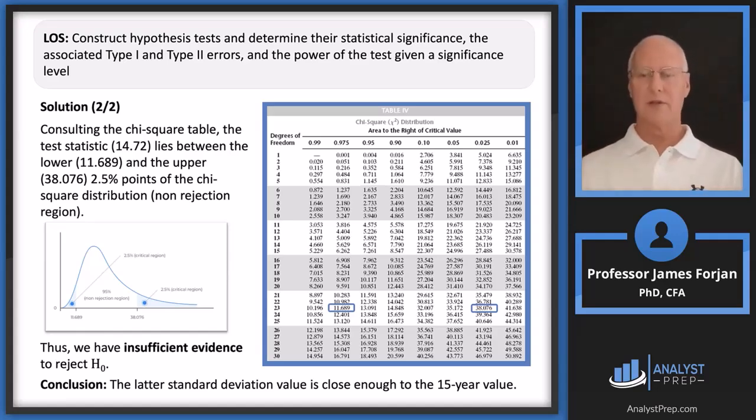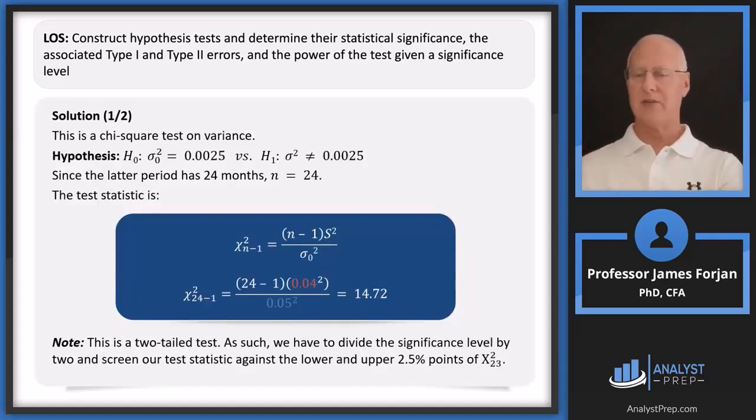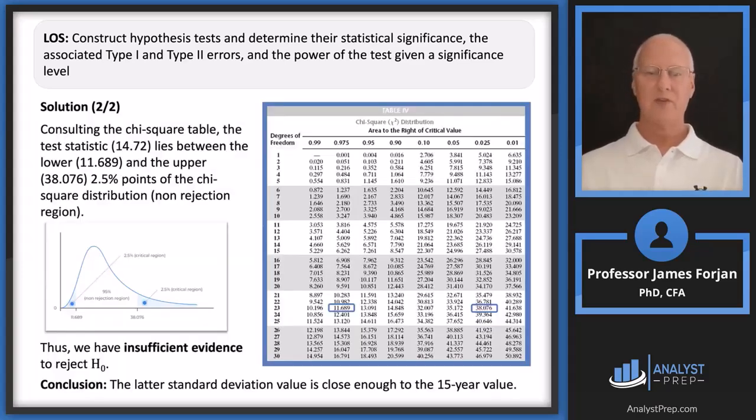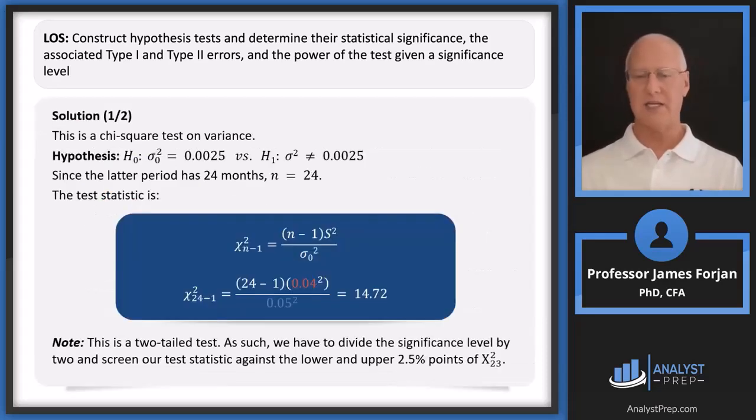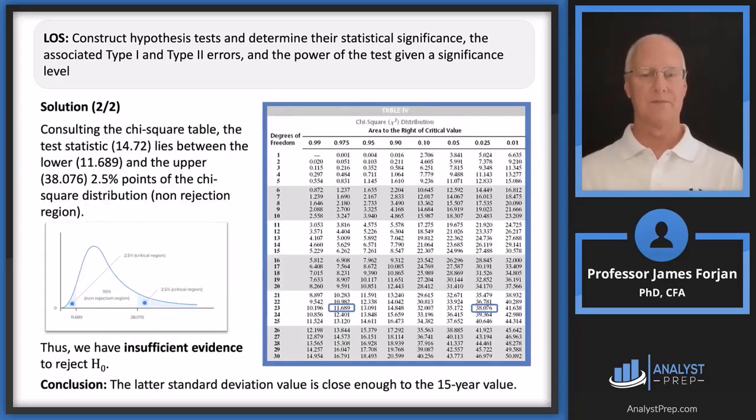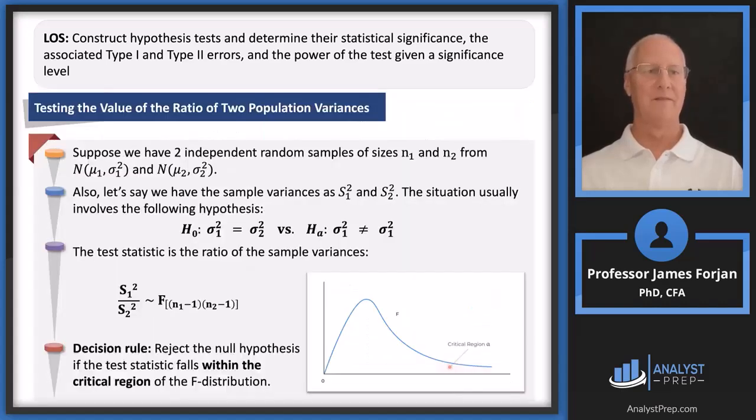So what was our chi-square statistic back here? Around 15. So that falls in the middle. So we cannot reject the null hypothesis. So we say something like, even though 4.5 is different from 4, those standard deviations are not statistically different. And that's our conclusion. The latter standard deviation value is close enough to its 15-year value. That's a really cool interpretation, by the way.